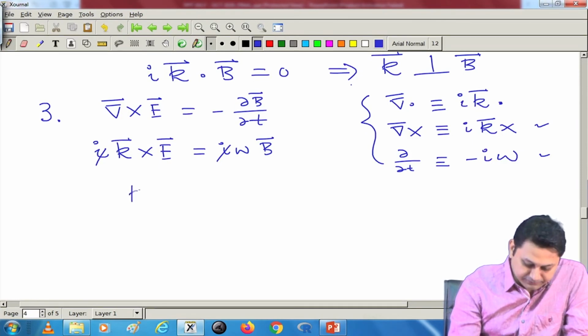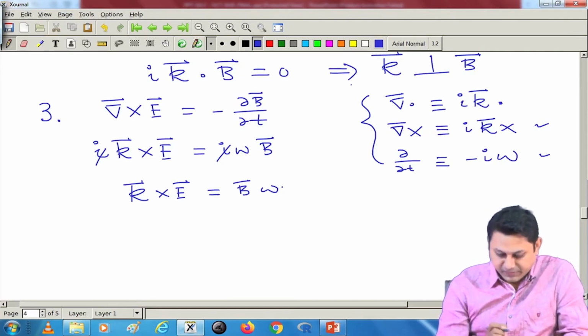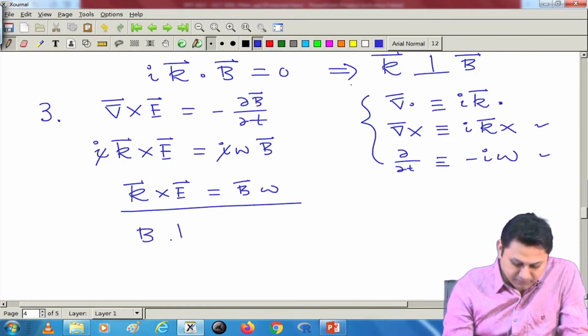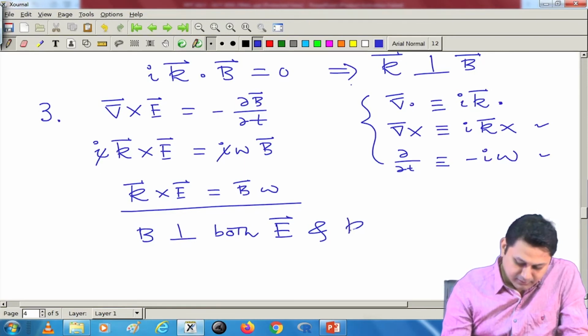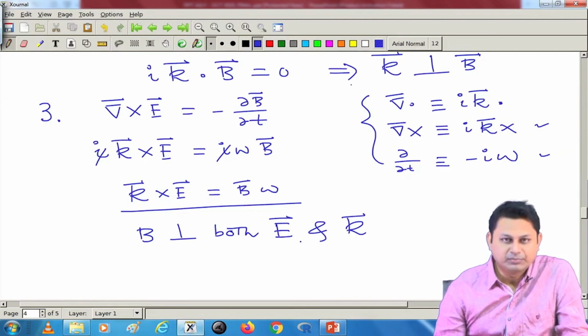So, I have k cross E is equal to B vector multiplied by the frequency omega. So, now from this equation I can tell that B is again perpendicular to both E and k. Previously we found k is perpendicular to E and B, now we find that B is perpendicular to both E and k.